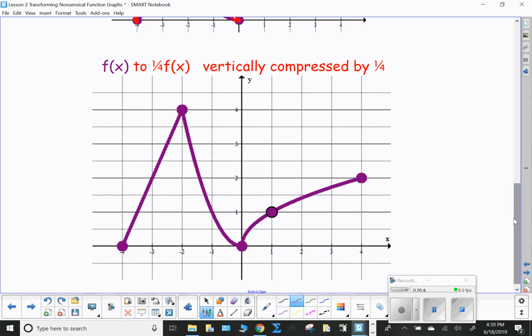If I compress it, that means everything's going to get pressed down towards the x-axis or up towards the x-axis. If it's on the x-axis, it stays. 1/4 of 4 is 1. 1/4 of 0 is 0. 1/4 of 1 is 1/4. 1/4 of 2, sorry, is 1/2.